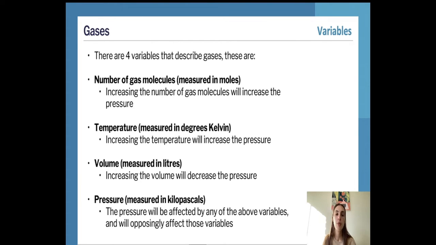So if we increase pressure, we'll need to have fewer gas molecules in order to do that, or fewer gas molecules per the amount of area. For temperature, we'll need to decrease the temperature if we decrease the pressure. Same as if we decrease the pressure, it will decrease the temperature. For volume, if we decrease the pressure, it will increase the volume of the container which the gases are in. Same as if we increase the pressure, it will be a decrease in the volume that the gases are in proportionally.